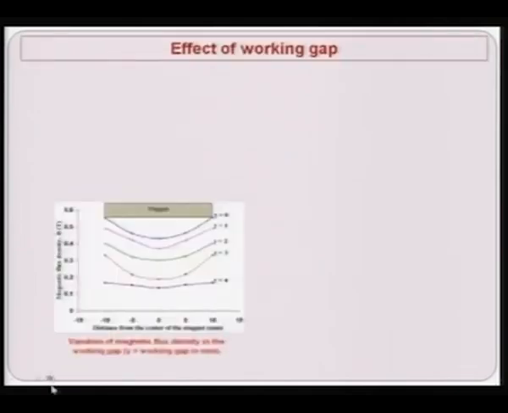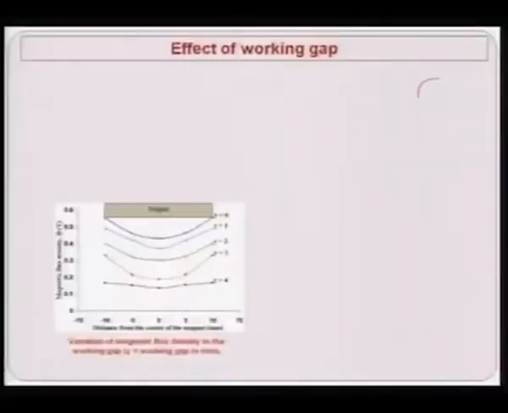Now, what is the effect of working gap? That is the gap between the lowermost level of the ribbon and the surface of the workpiece, which is known as working gap, as you can see over here. Suppose this is the wheel and say this is the ribbon and here is the workpiece. Then the gap between the lowermost part of the ribbon and the top surface of the workpiece, or the surface which is being finished, that is known as working gap.